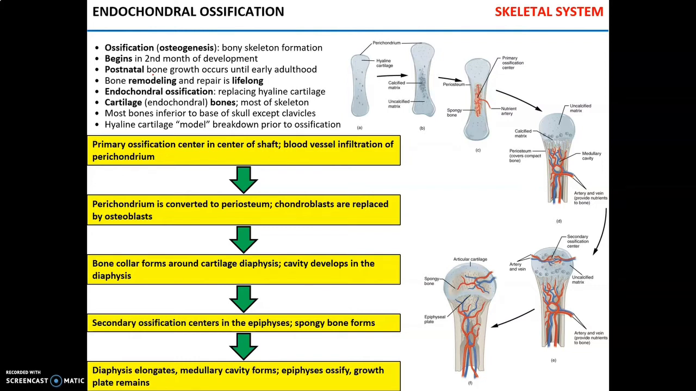The first process of ossification that we're going to be talking about is called endochondral ossification. During endochondral ossification, bone tissue replaces hyaline cartilage. Most bones in the human body are produced this way. Almost all bones, practically all bones below the thoracic cavity, are produced this way.